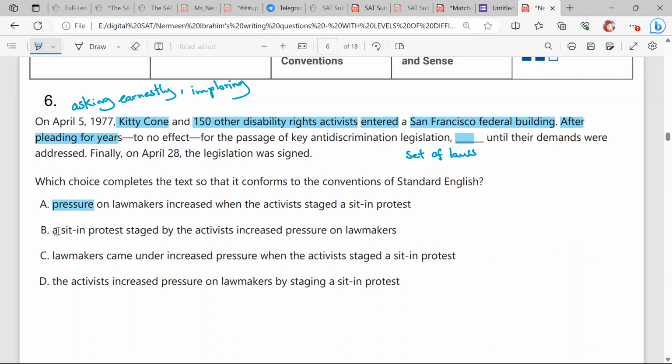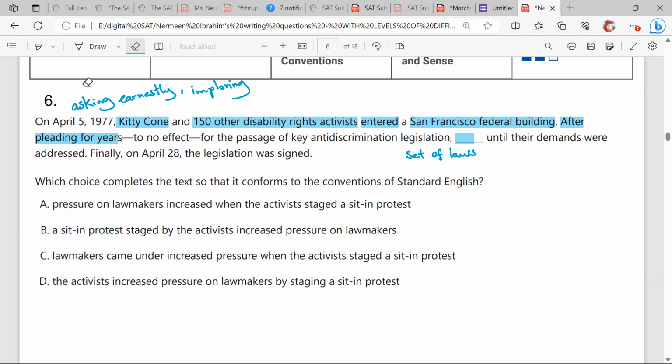No, a sit-in protest staged by the activists, a sit-in protest, not that. The protest can't be pleading either. Lawmakers, or the activists? They're the ones. It's not lawmakers because they're the ones being pressured. The activists, on the other hand, are the ones doing the action. That's why it should work. D is the answer.